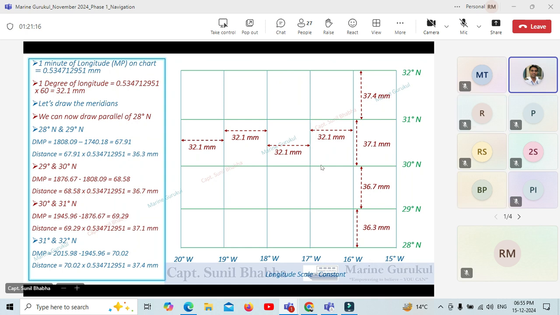Okay. Now the 1 minute of latitude which we calculated earlier was only applicable for 30 degrees. It is not applicable for 31 or for 29. It is applicable only for 30 degrees north. So you cannot use it from 28 to 32 everywhere. It is applicable only for one particular parallel. Okay, sir. Understood. Very good.